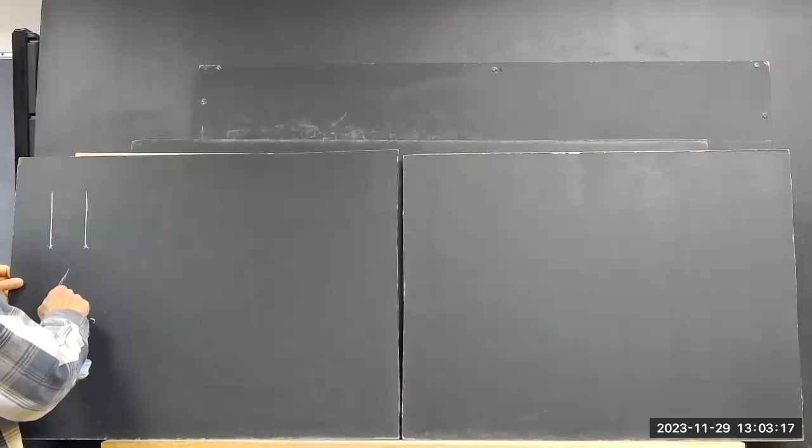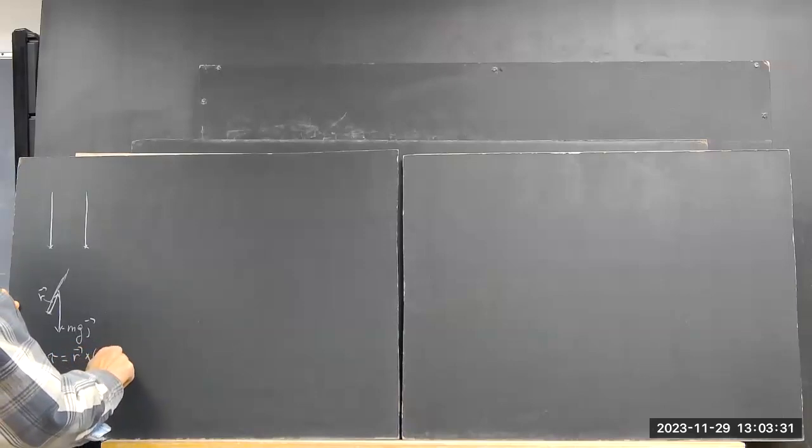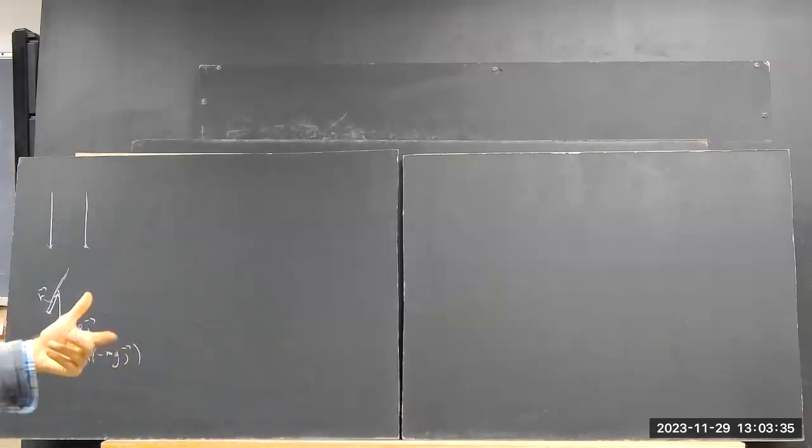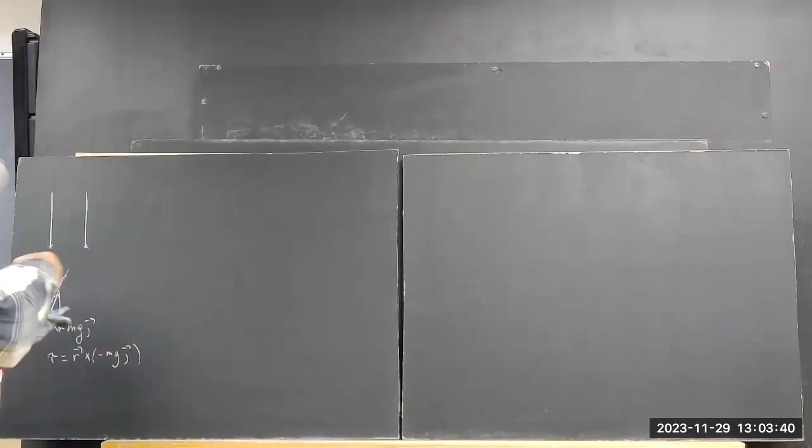And let's call this your r vector. So the torque equals r cross negative mgj. It lays a torque into the board, having it accelerate in the counterclockwise direction, which is the negative direction for acceleration. Put this in 3 dimensions.